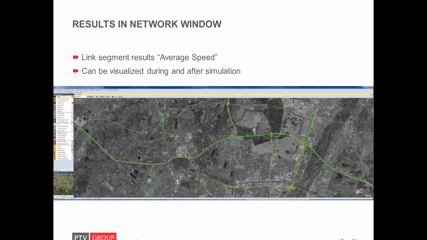Results can also be used to color code network objects in Vissim, like in this example here. Here the link segments are color coded based on the average speed. And this can be displayed during the simulation and after the simulation for any time interval in a simulation run, as well as for aggregates over time intervals and simulation runs.